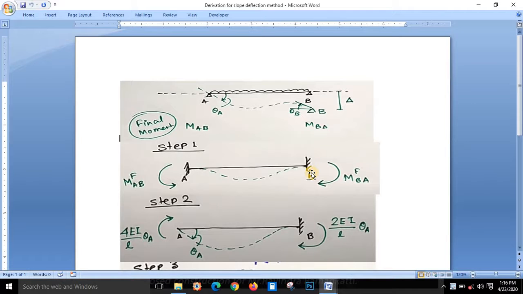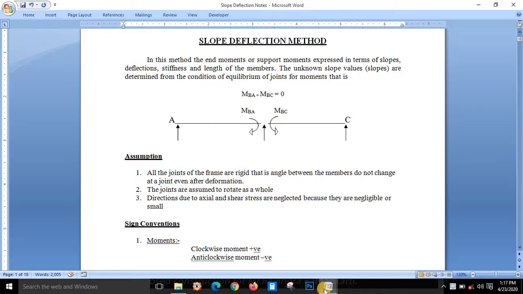So in today's session we are going to study the slope deflection method to find the shear force and bending moment diagram for statically indeterminate structures. Remember, this method is applicable for statically indeterminate structures.